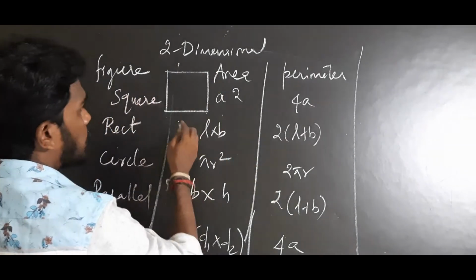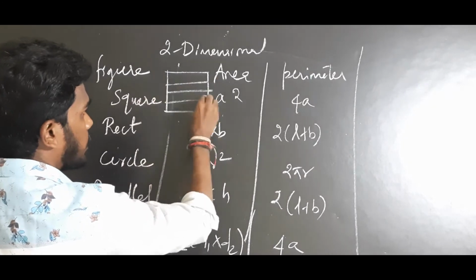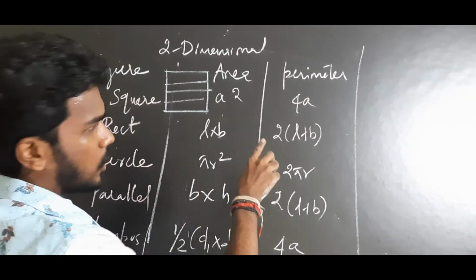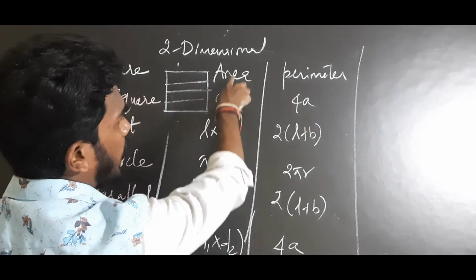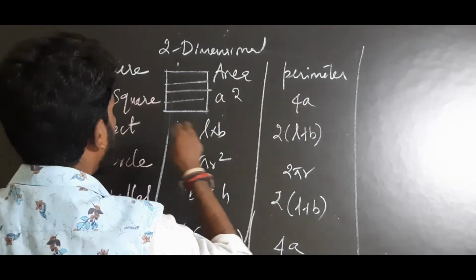I have a diagram here. So this is the area comprised within the square, where a is the side of the square. A is nothing but the side of the square. So to calculate the area, it is a square. For the perimeter, it's 4a. And rectangle.